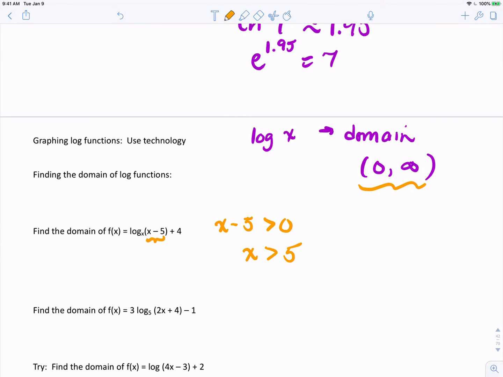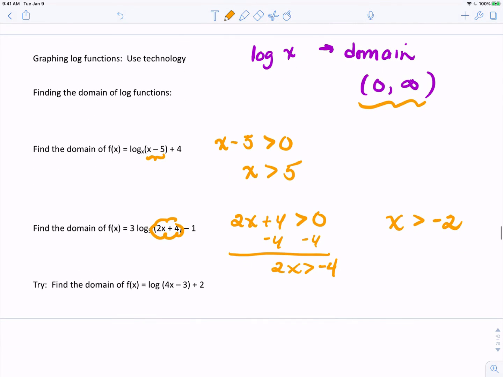We'll try another one. Find the domain of this log function. Well, what we're taking the log of, 2x plus 4, must be greater than 0. And then if we just solve this, we'll find out that the domain is numbers which are greater than -2. So here's one for you to try. Find the domain of this log function.